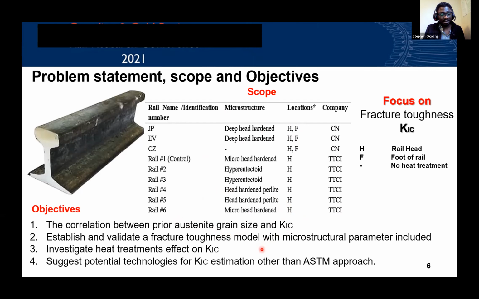Secondly, to establish and validate a fracture toughness model that will include a microstructural parameter. And then also investigate whether or not the heat treatment plays any role in the effect on the fracture toughness. And finally, to suggest potential technologies for fracture toughness estimation other than the ASTM approach.